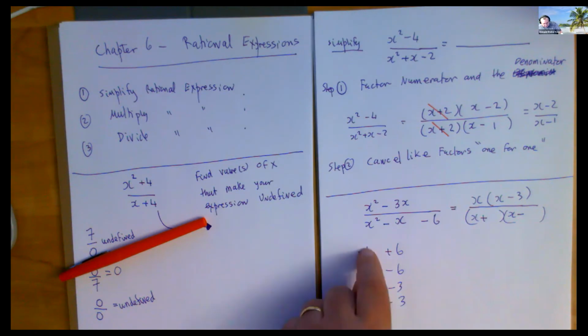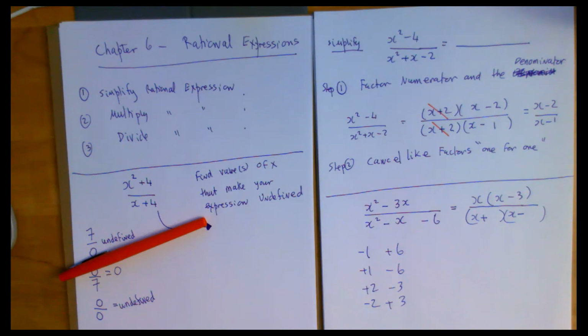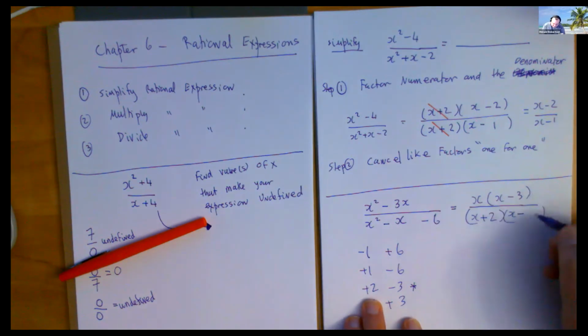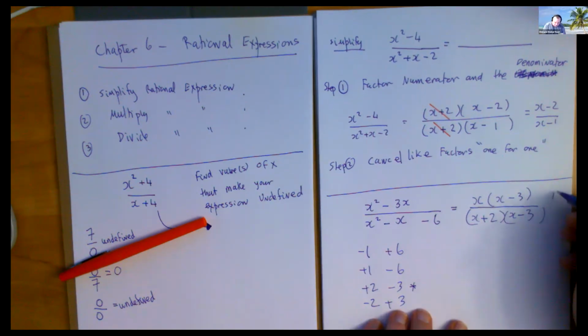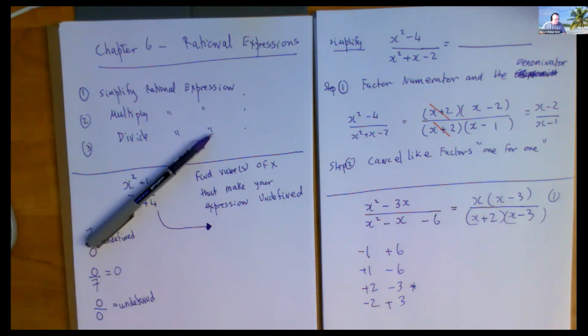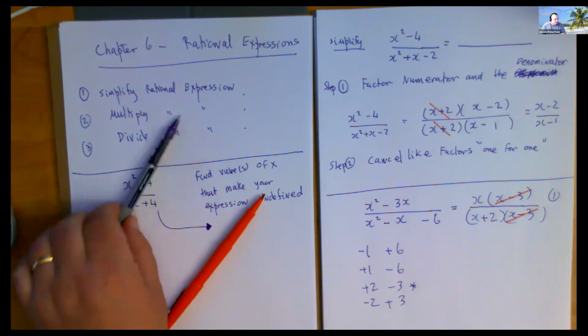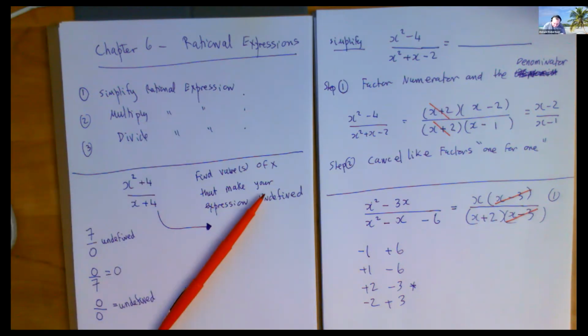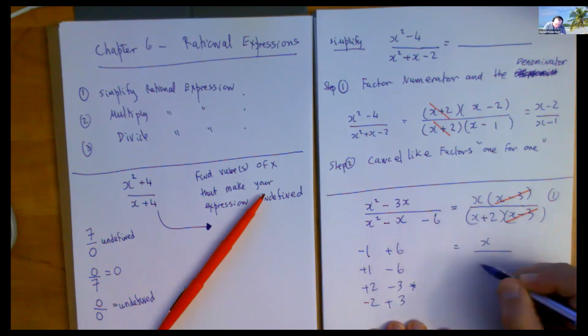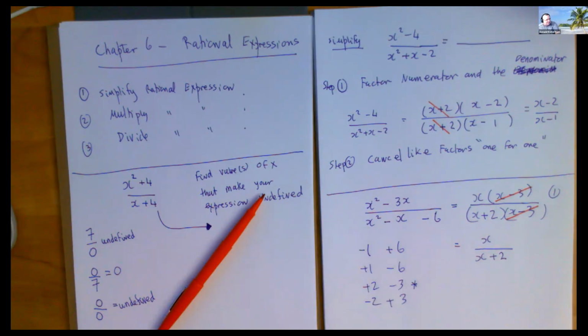So which one of these 4 generates that negative x in the middle? 2 and negative 3. You all agree? So plus 2 and negative 3. So that's step 1 done. Step 1: factor everything in sight. Now, step 2: cancel. Would you agree that this x minus 3 can cancel with this x minus 3? And what's left is your simplified rational expression. And you have to know when to stop. Stop. Don't do any more, you can't. You're not allowed to.